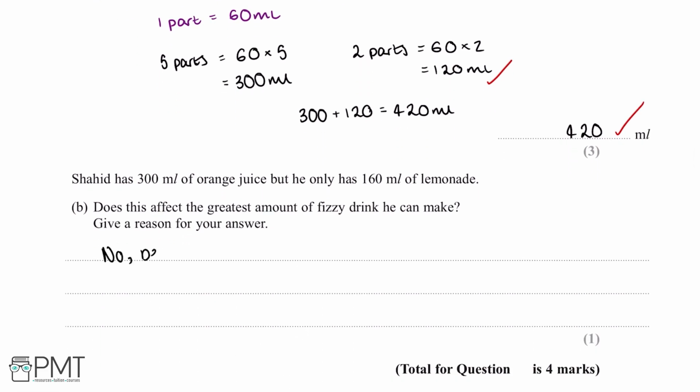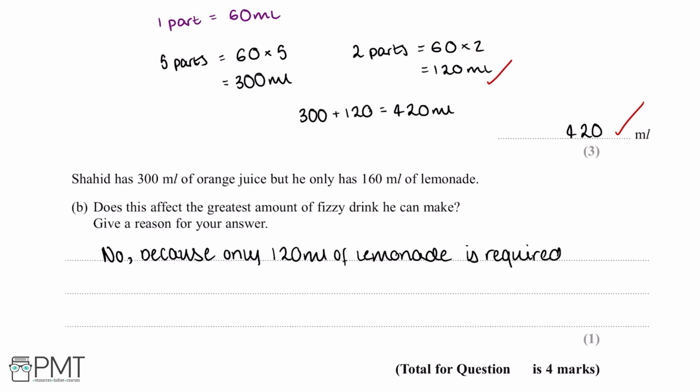So now the final thing we need to do is state that this does not affect the greatest amount of fizzy drink he can make, along with the reason. So we can write something along the lines of, no, because only 120 millilitres of lemonade is required to make 420 millilitres of the fizzy drink. And this question's worth 1 mark, and this is for the correct answer, along with a suitable reason.